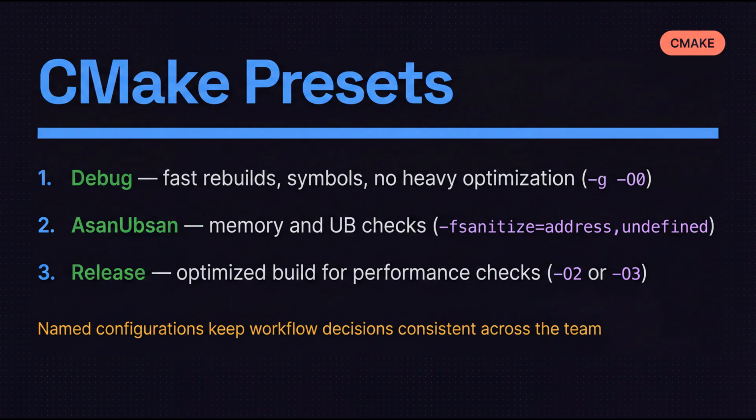Release. Optimized build with -O2 or -O3. Use this for performance testing and final builds. Don't debug logic bugs against release builds unless the bug specifically depends on optimization. Even if you don't use CMake presets literally, thinking in named configurations keeps workflow decisions consistent across your team.